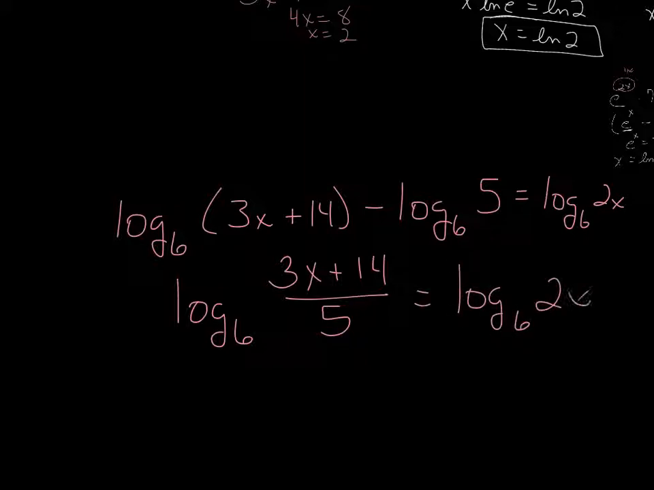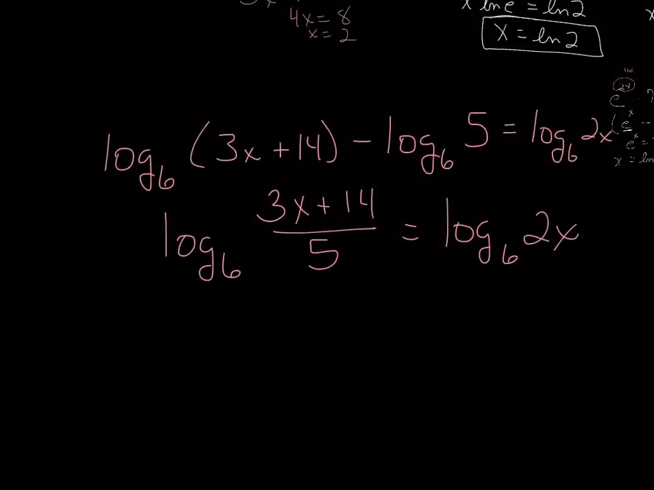All right, so now what do I do, Zach? One-to-one property time. Okay, and that means what? Get rid of the log 6s. And do what? Move the 2x over to make it equal to 0.